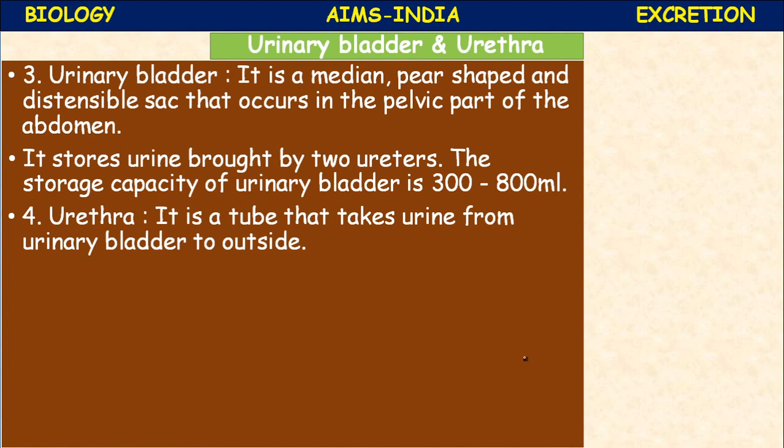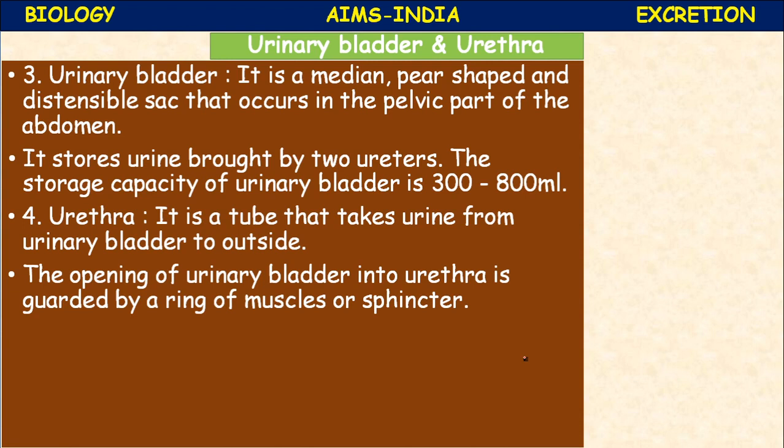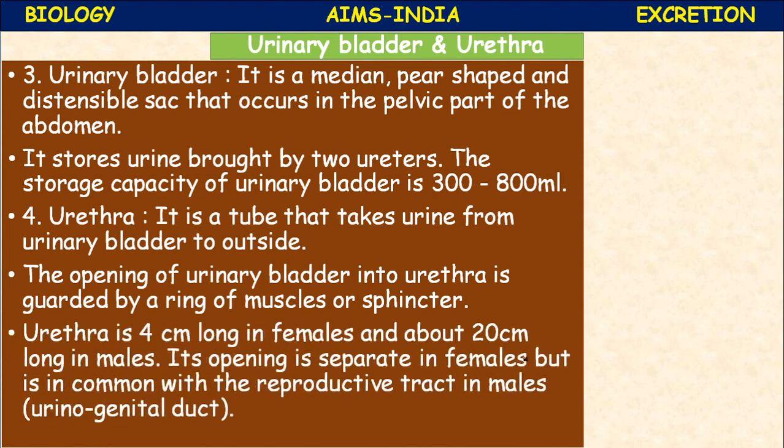Urethra. The urethra is a tube that takes urine from the urinary bladder to outside. It is the opening of the excretory system. The opening of the urinary bladder into the urethra is guarded by a ring of muscles, the sphincter muscles. The urethra is 4 centimeter long in females and about 20 centimeter long in males.